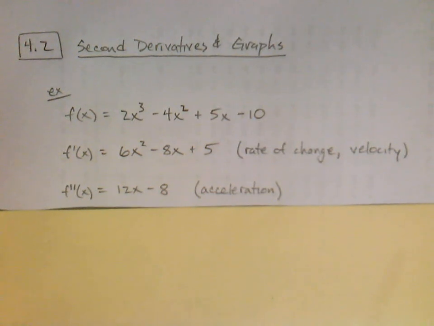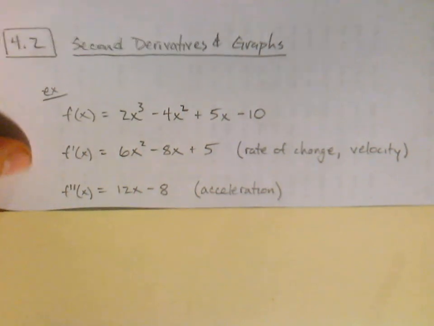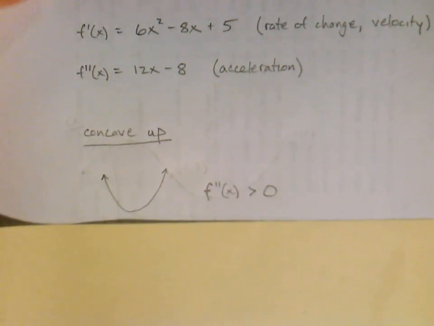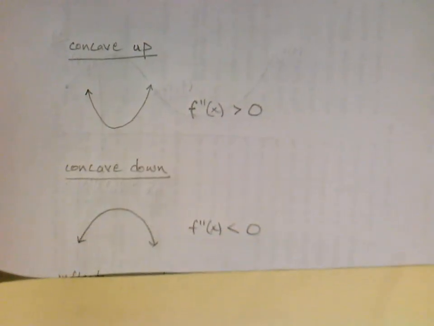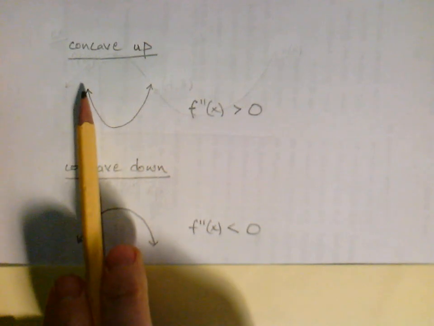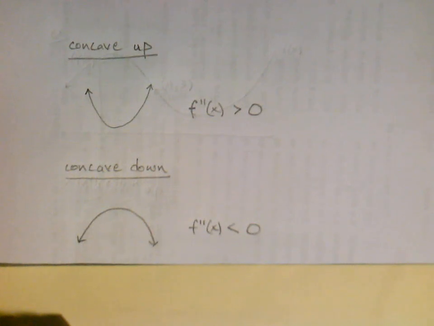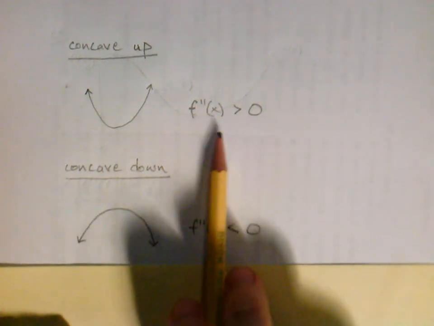So what are we going to do in this section? Well, it's all about graphs. Let's look at what the second derivative would look like in a graph. We need to define concave up and concave down, and they are these shapes. If your graph is curving upwards, making this U shape, then we say the graph is concave up. That happens to be when the second derivative is positive.